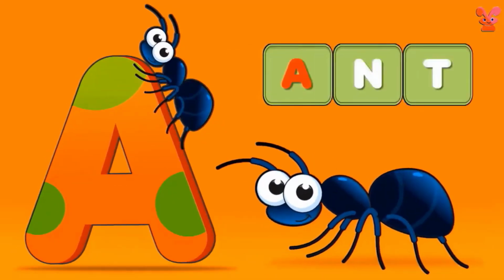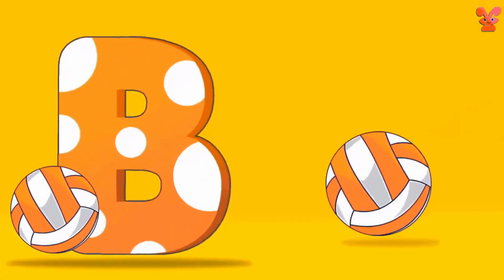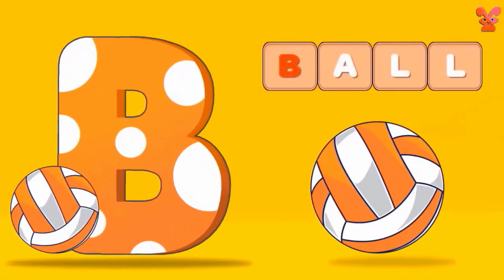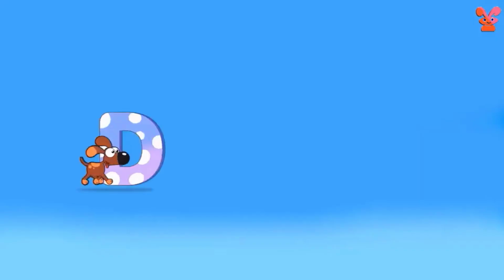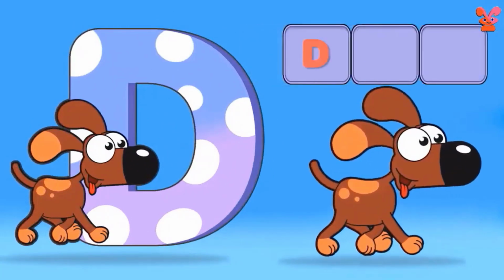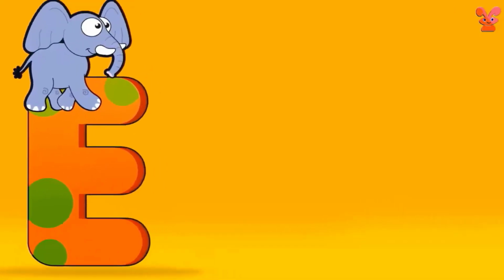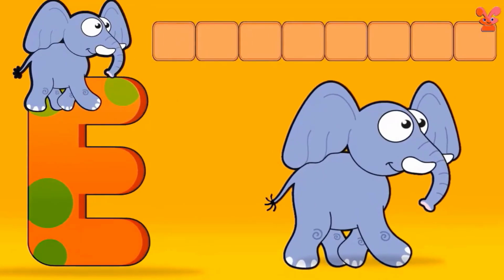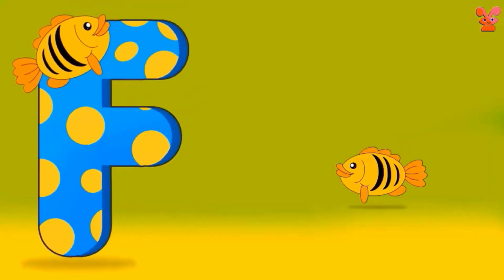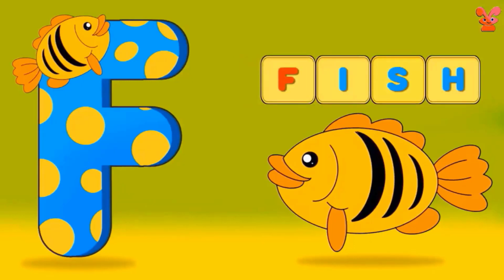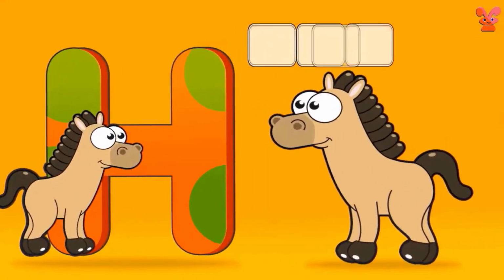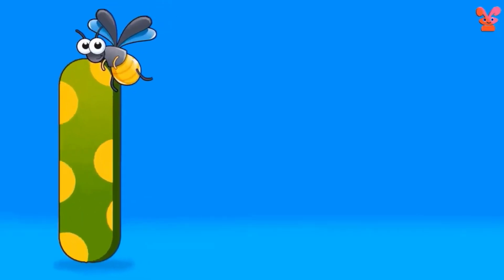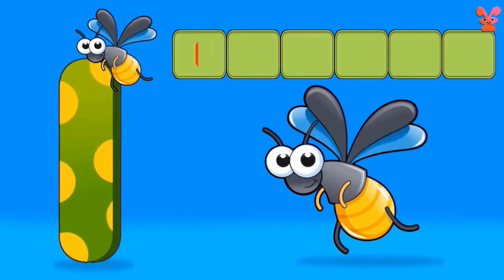A for ant. B for ball. C for cat. D for dog. E for elephant. F for fish. G for goat. H for horse. I for insect.